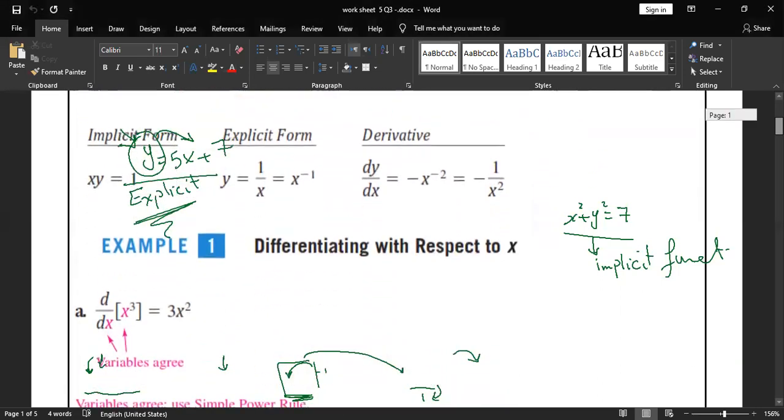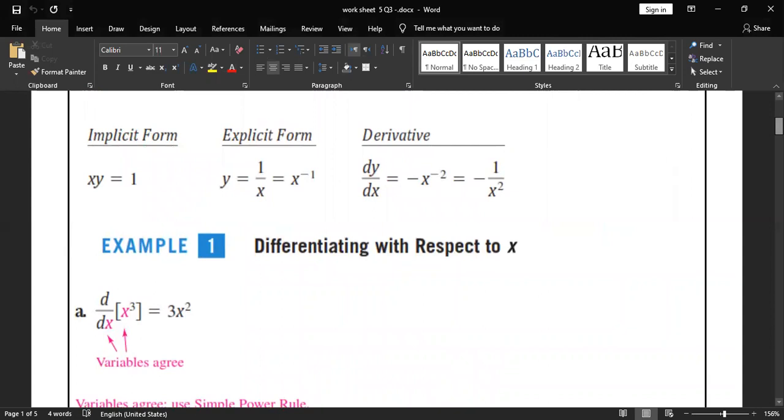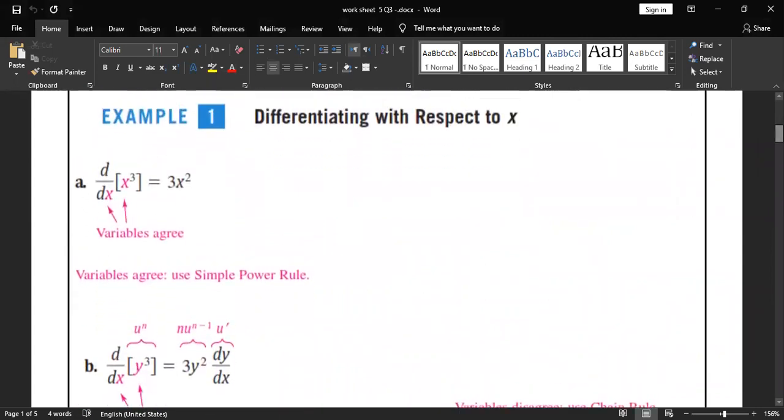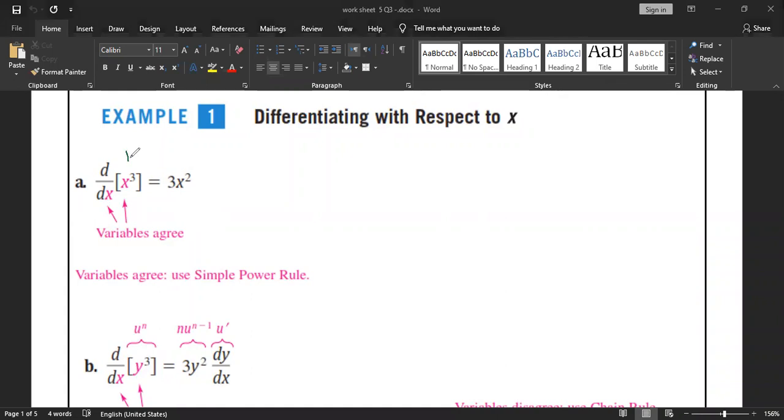Let's continue our lesson and I'll show you how to find the derivative using implicit differentiation. Please hear how we find the derivative of an implicit function. I have to follow this rule. When we find the derivative of any term, we look at the variable of the function and the variable that we find the derivative with respect to, which is x.